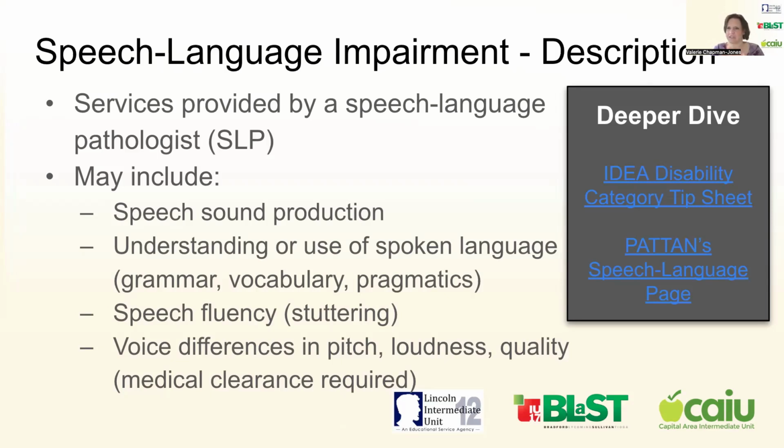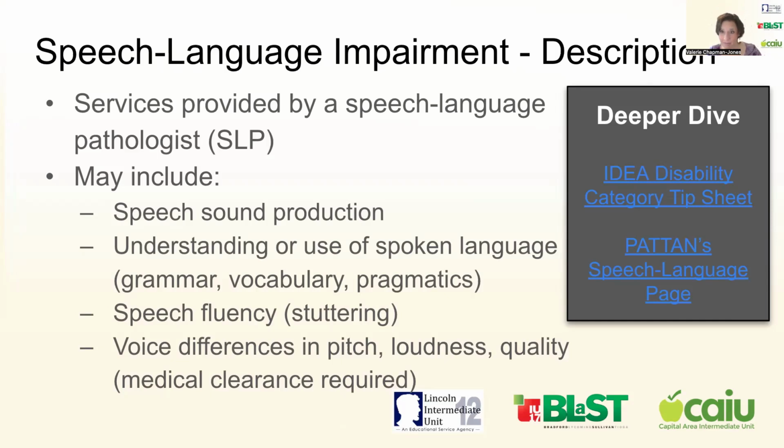That can include use of grammar when speaking, use of vocabulary. They might have word finding difficulties and vocabulary errors. And it could also include pragmatic or that social language, which we see a lot in our students who have the disability category of autism. Speech fluency is another area of services. That means stuttering. So when they might repeat sounds too many times, like this, or hold out sounds too long, like sometimes.